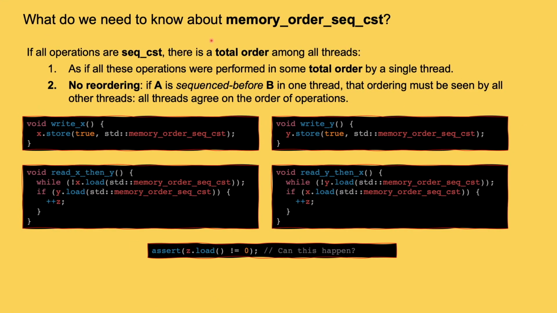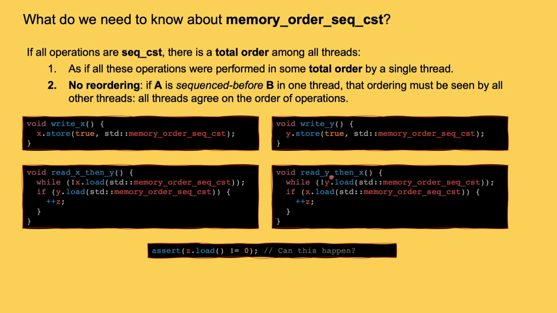There's a famous example in the C++ standard for demonstrating what we actually mean by this total order. Imagine I have 4 threads. In one thread, I'm writing inside X to be true. In the other, I will write inside Y to be true. In this thread, I'm reading X, then reading Y. That means I wait for X to become true, and then if Y was true, I increment Z.